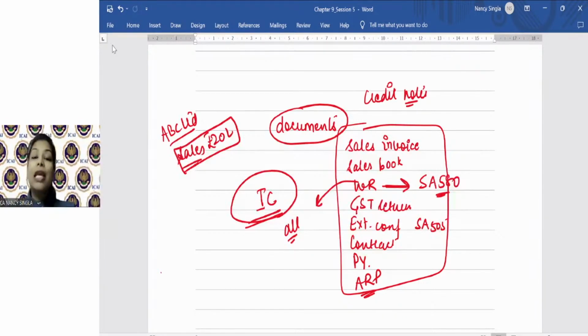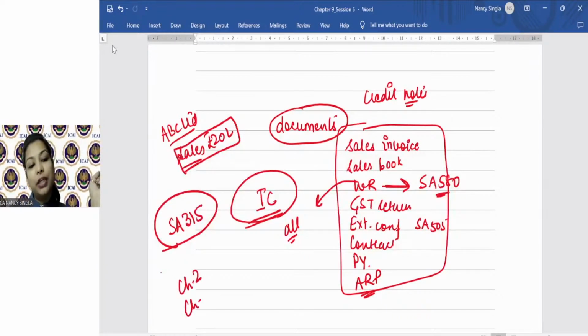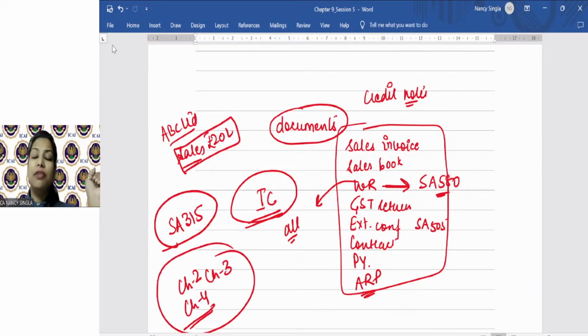Okay. Now, if you remember, and again a test for all of you, SA 315, we have done in chapter number 2, in chapter number 4, and in chapter number 3 also. So a reference to SA 315 is in a number of chapters. Quickly tell me, what is the name of SA 315? I'll wait for 5 seconds, then I'll proceed. Meanwhile, you will send your answers.